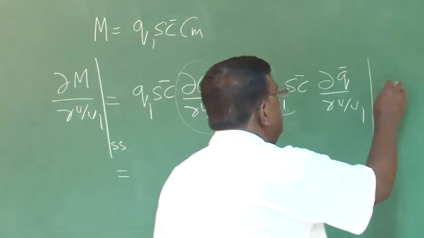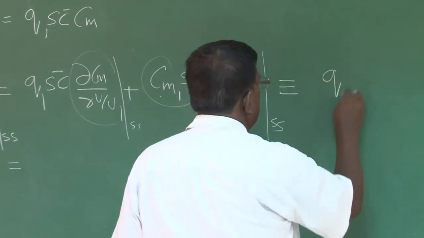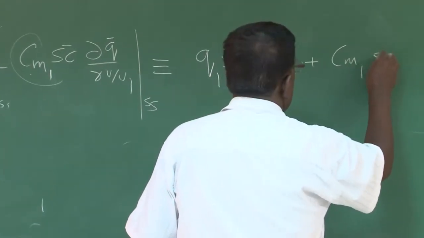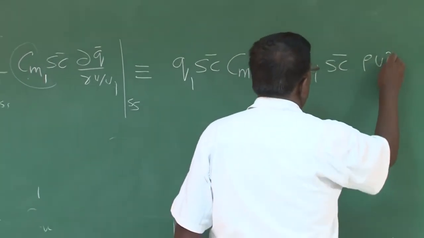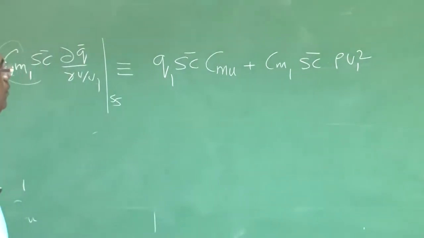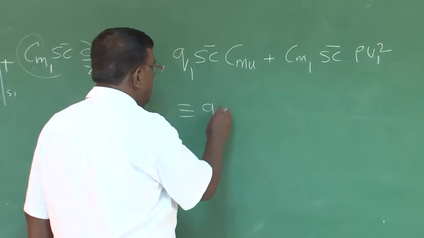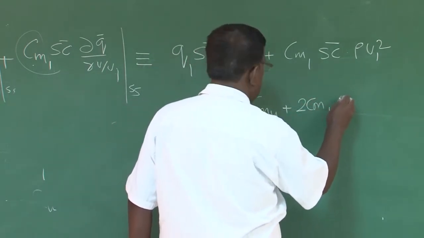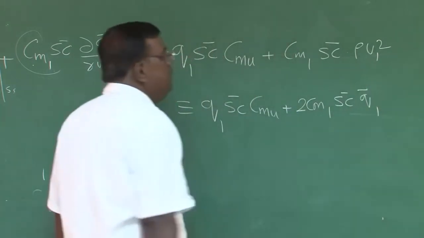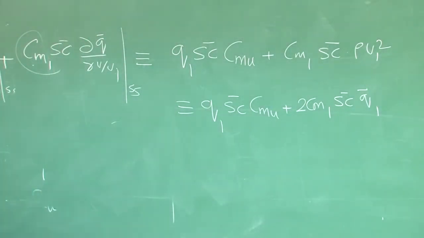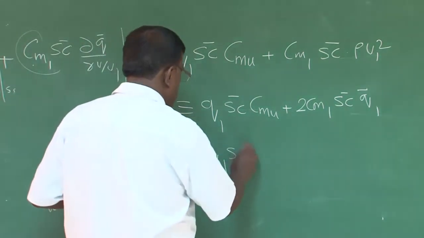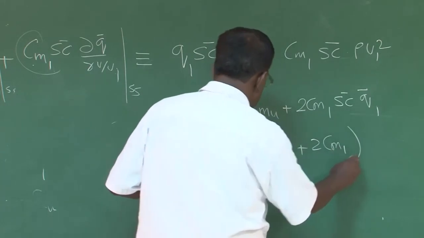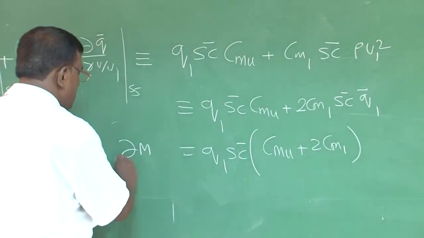Here, I do further simplification of the expression. I write Q S C bar Cmu plus Cm1 S C bar into rho u1 square. Because I know dQ bar by d(u/u1) is rho u1 square, which I can write again as Q1 S C bar Cmu plus 2 Cm1 into S C bar Q1 bar. Same theory: divide and multiply by 2 to incorporate Q1. So I have Q1 S C bar into Cmu plus 2 Cm1. This is nothing but dM by d(u/u1).